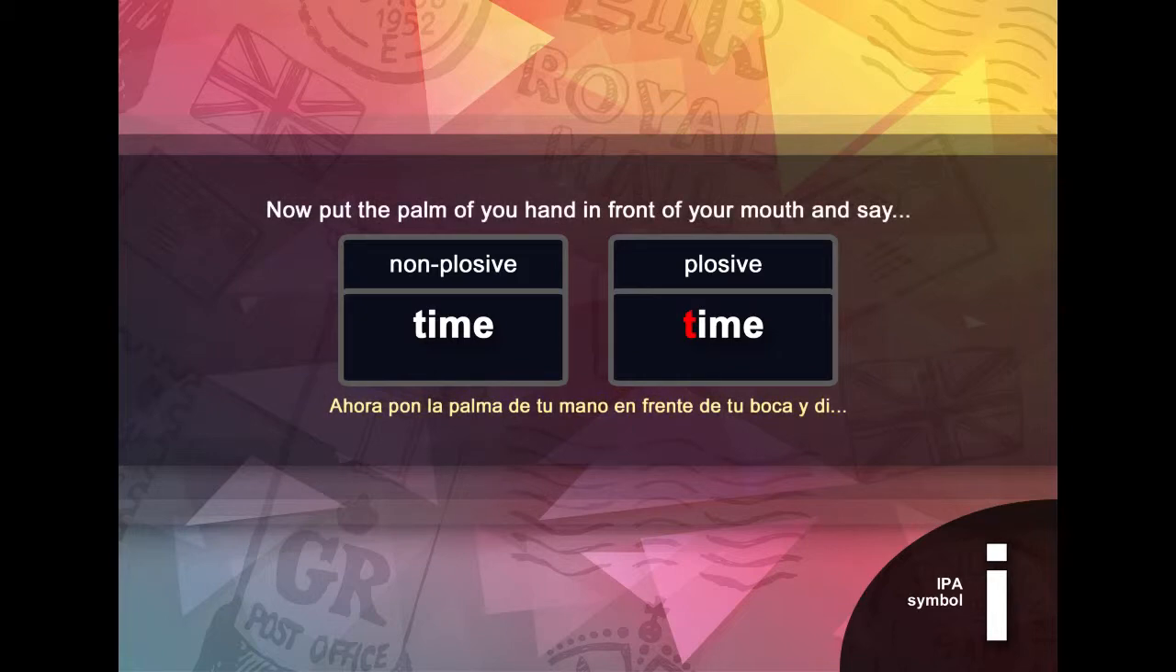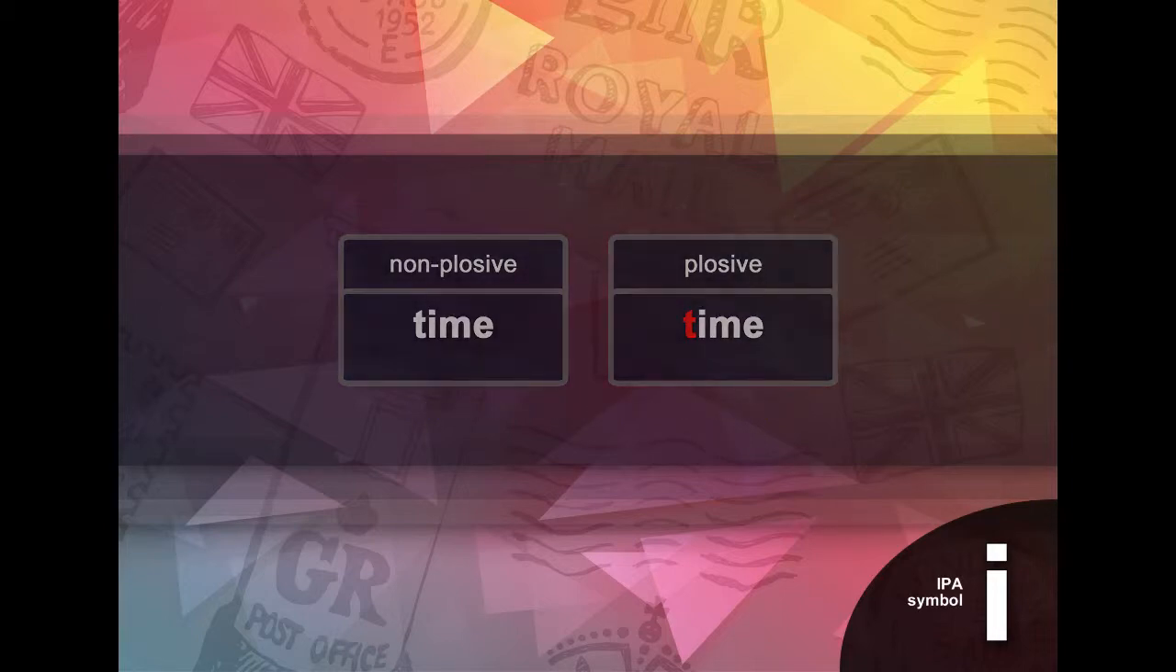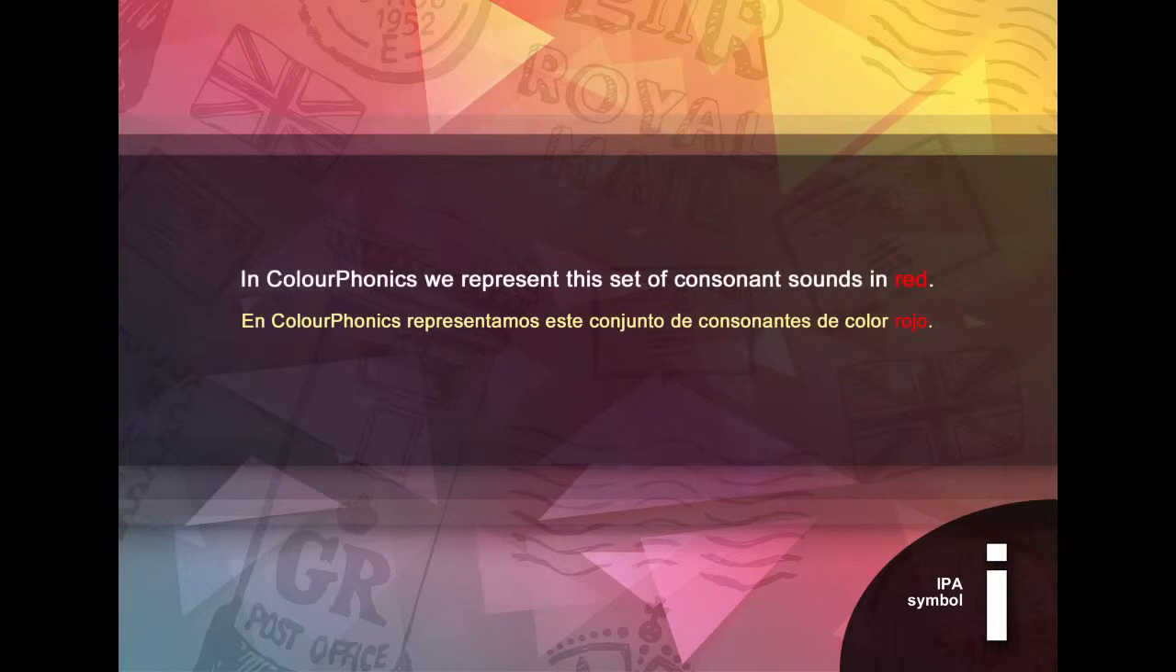Now, put the palm of your hand in front of your mouth and say, time, time. If you felt air hitting the palm of your hand, then you were making the right sound. In Colourphonics, we represent this set of consonant sounds in red.